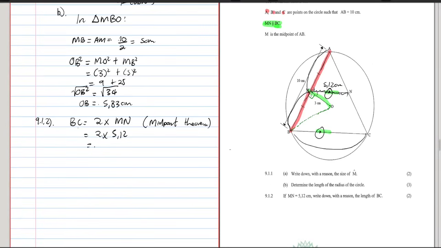So multiplying gives us 10.24 centimeters. That's our answer for 9.1.2. All right.